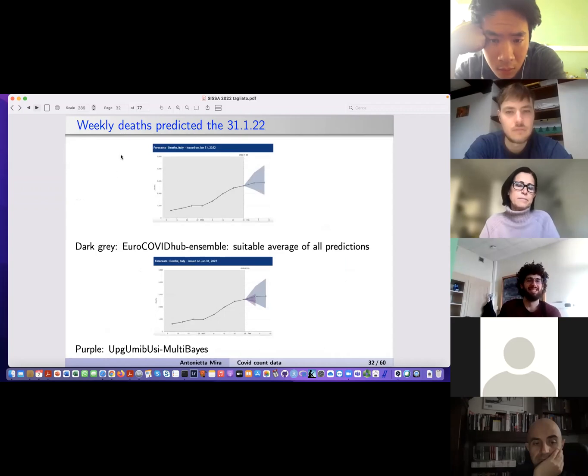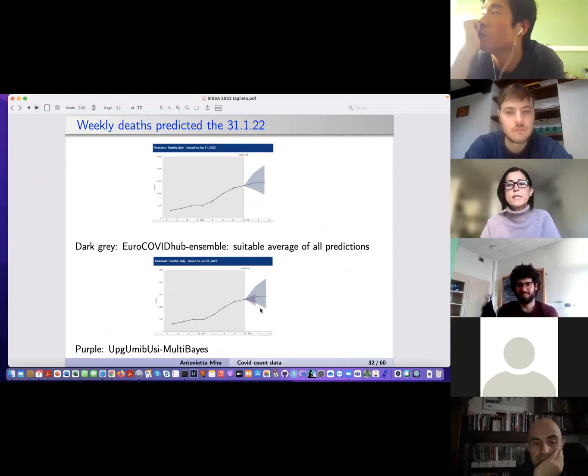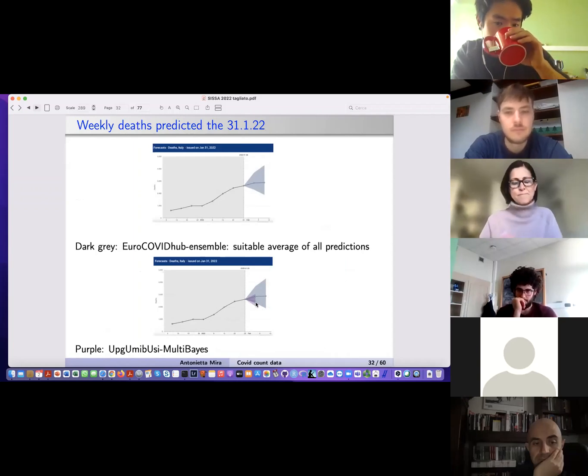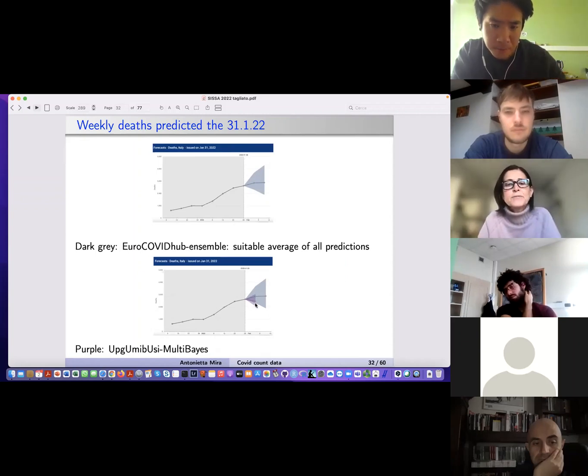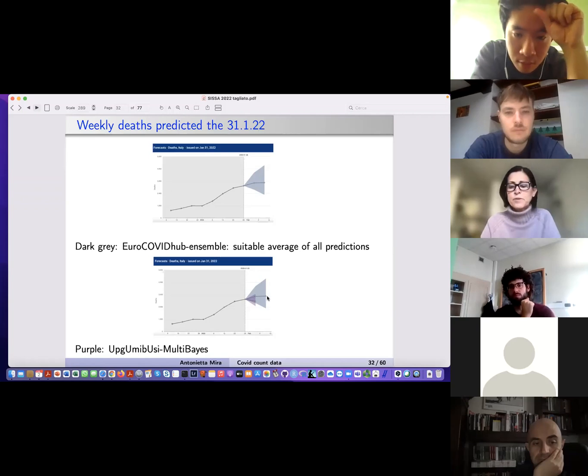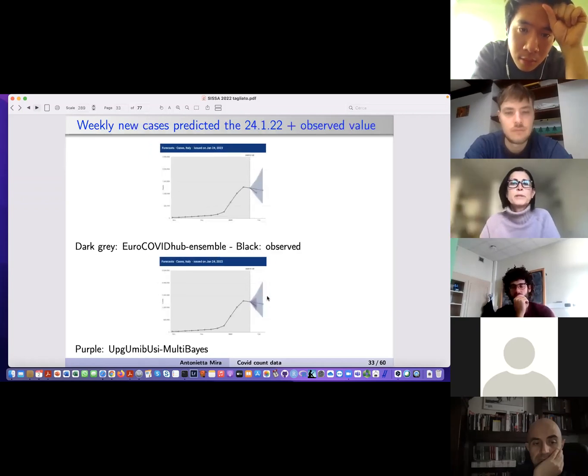And here are the deaths, again predicted for this week. Dark gray is the ensemble prediction, and purple is our prediction. Here you see that our prediction envisions a better trend for deaths than probably pretty much everybody else, because we are below the ensemble prediction. So let's see how we perform.